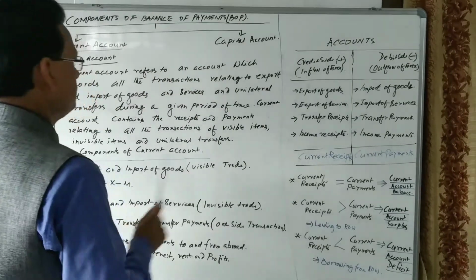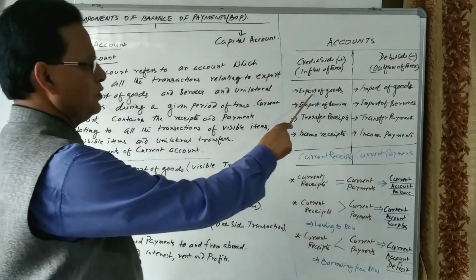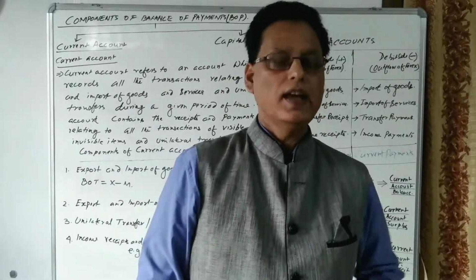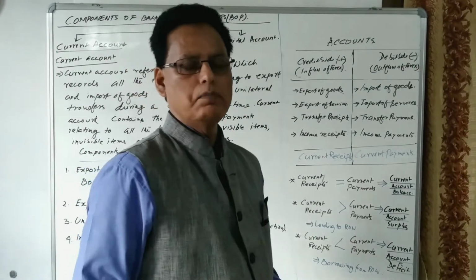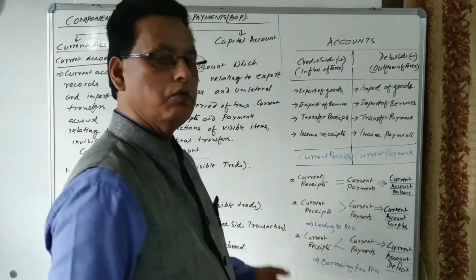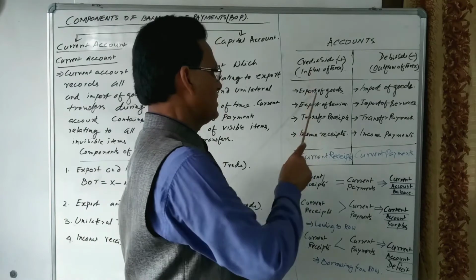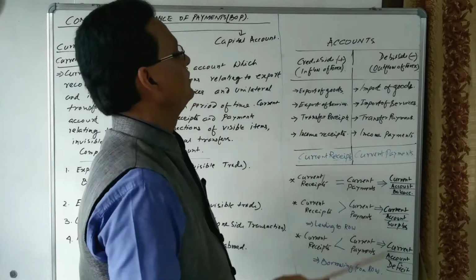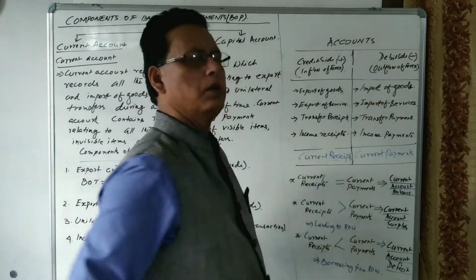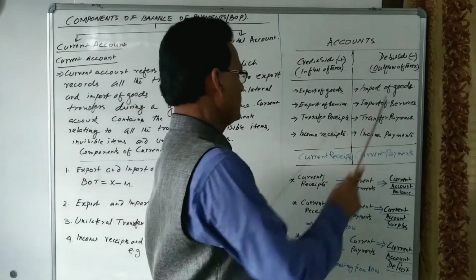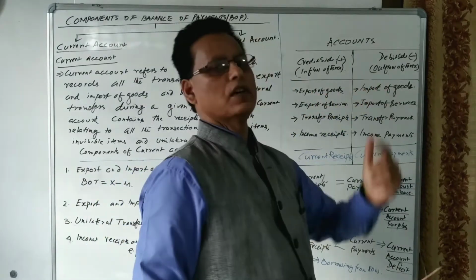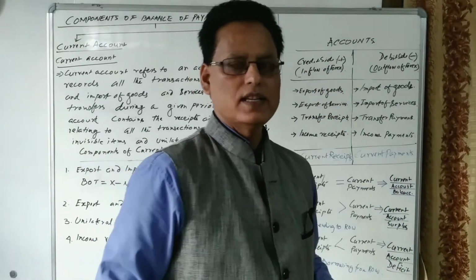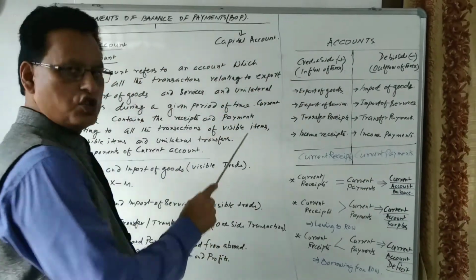So here, export of goods. When we export the goods, certainly we will receive the foreign exchange, and that will be recorded into the credit side. So export of goods will be recorded into the credit side, whereas the import of goods will be recorded into the debit side. So credit minus debit will give us the balance of trade, or balance of this visible trade.